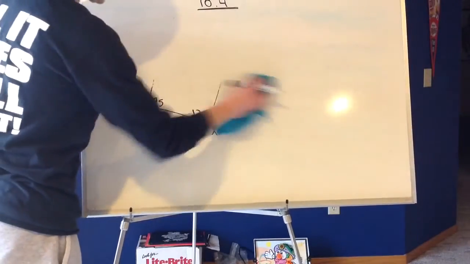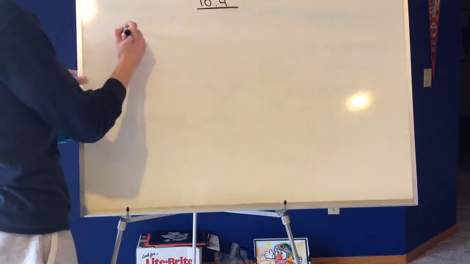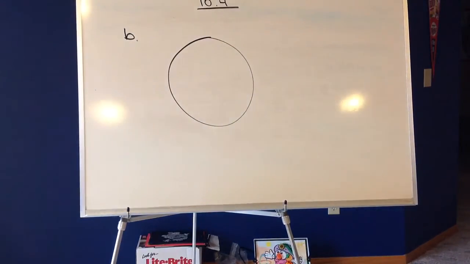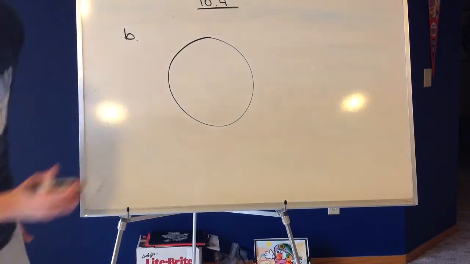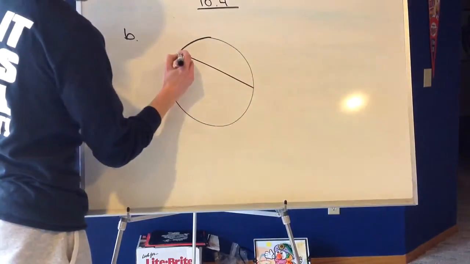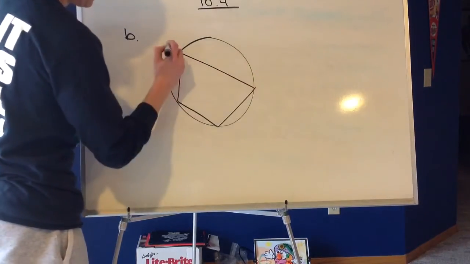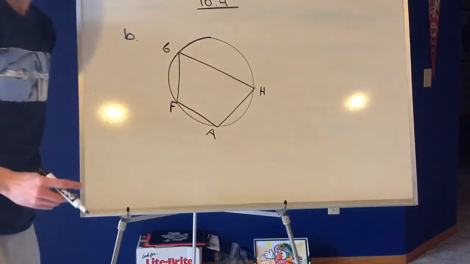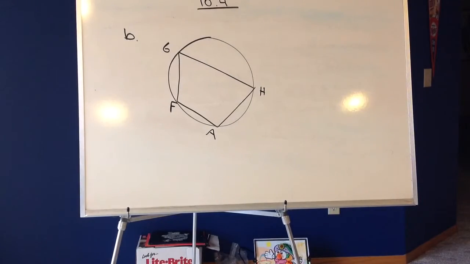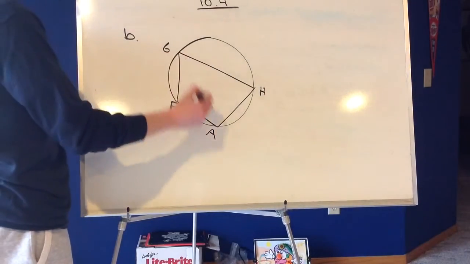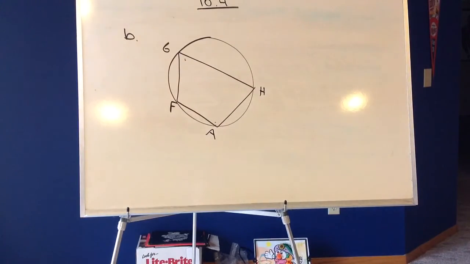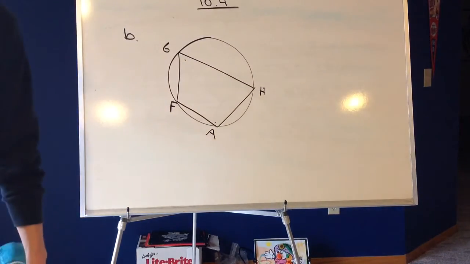We'll do the same idea here with B, but this one we'll have to solve. If you look at this one, you've got G, F, A, H. They give you expressions for G and A. G and A are opposite angles because they're across from each other. That means they have to be supplementary.